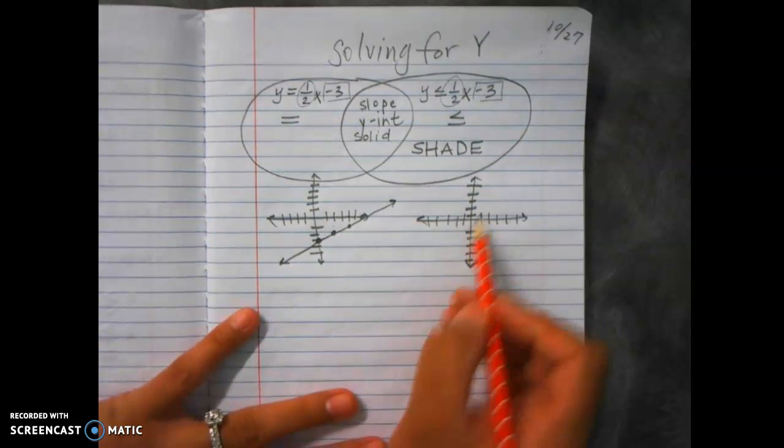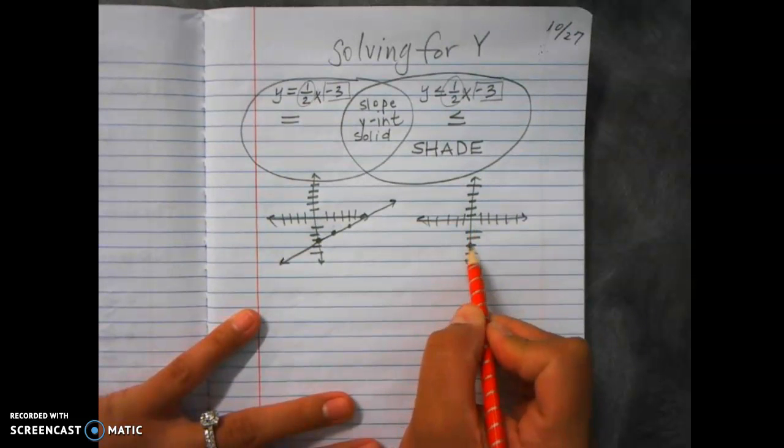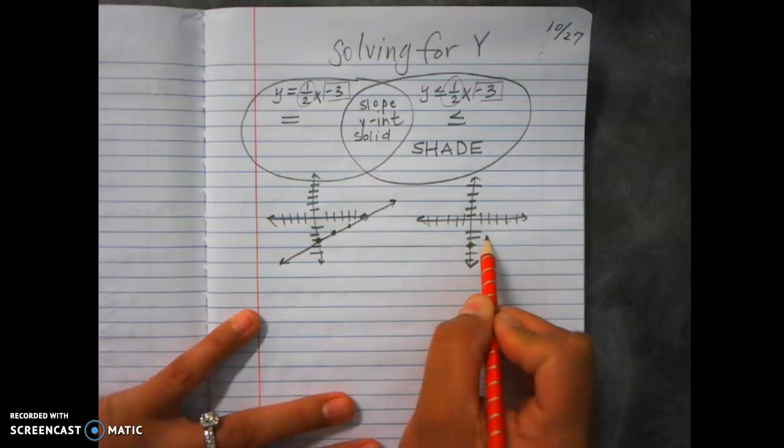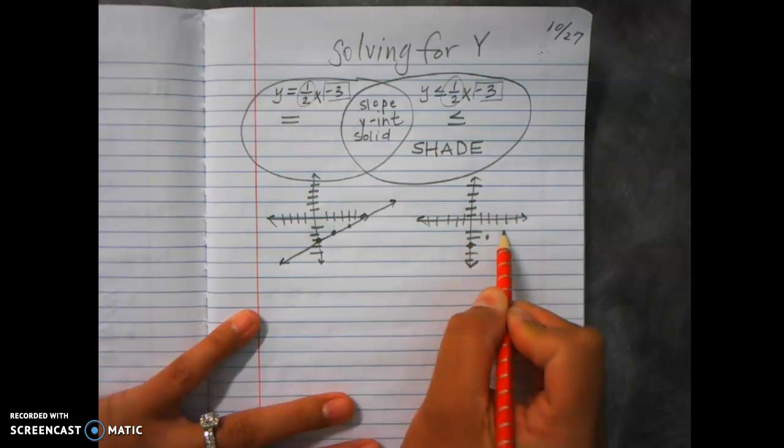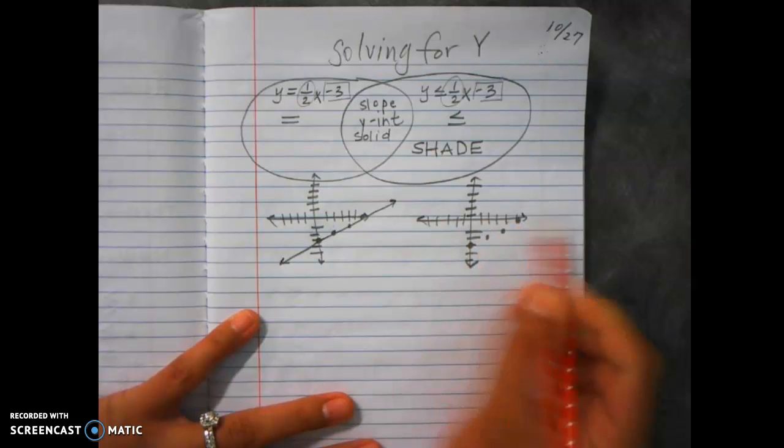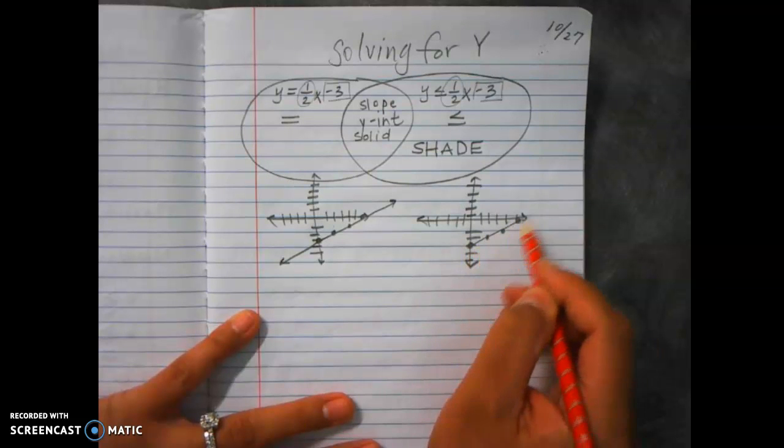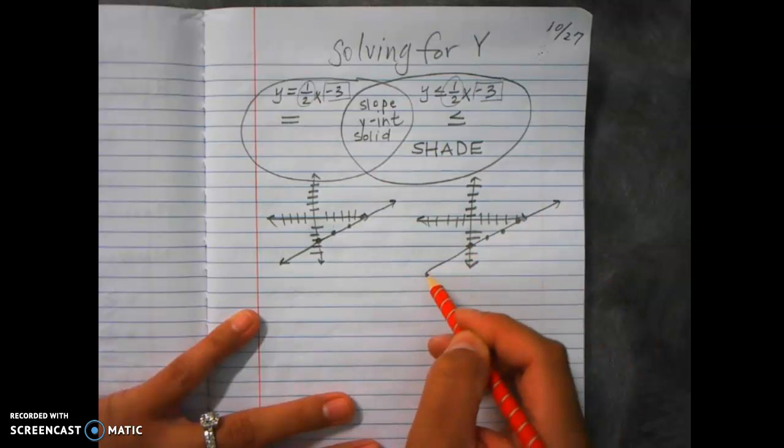Okay, inequality is the same process. So I'm starting at -3. I go up 1 to the right, up 1 to the right, up 1 to the right. And hopefully those look as identical as I want them to be.